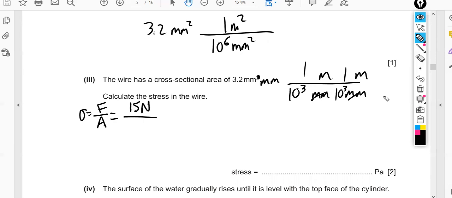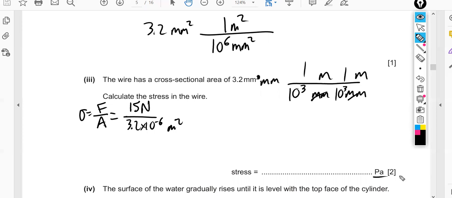So 3.2 is just going to be times 10 to the negative 6, right? So this 10 to the 6 in the denominator. So 3.2 times 10 to the negative 6 meters squared. Newtons per meter squared. There's the pascals of pressure or stress, right? Again, they're defined the same way.